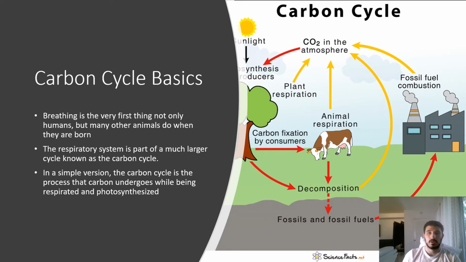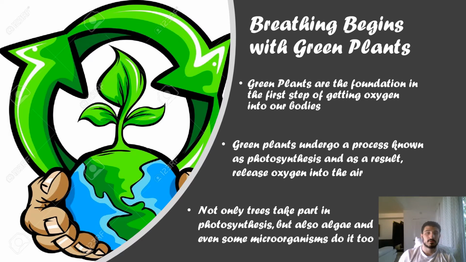Carbon dioxide respiration actually begins with plants, green plants. They have chlorophyll and chloroplast in them that allows them to convert sunlight energy, carbon dioxide and water into glucose, which is sugar, and oxygen through a process known as photosynthesis. So green plants are basically the foundation of creating oxygen in the atmosphere for us to breathe in.